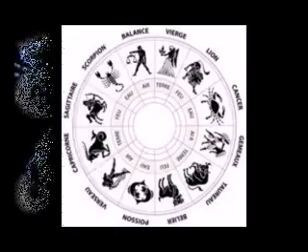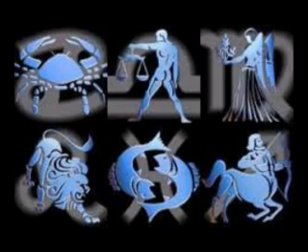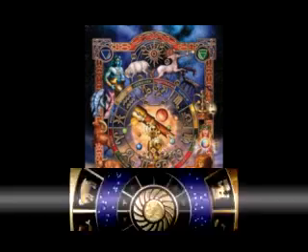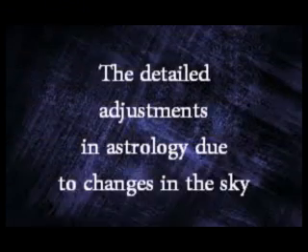Virgo, September the 17th to October the 17th. Libra, October the 18th to November the 16th. Scorpio, November the 17th to December the 15th. Sagittarius, December the 16th to January the 14th. Capricorn, January the 15th to February the 14th. Aquarius, February the 15th to March the 14th. Pisces, March the 15th to April the 14th.